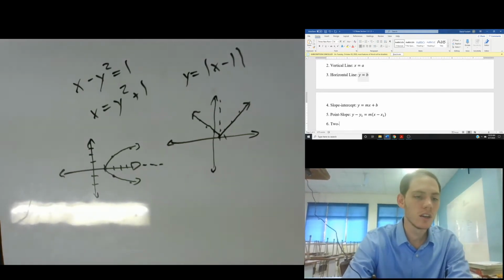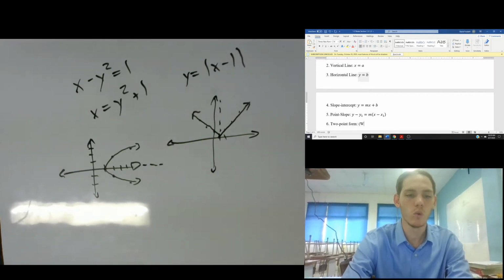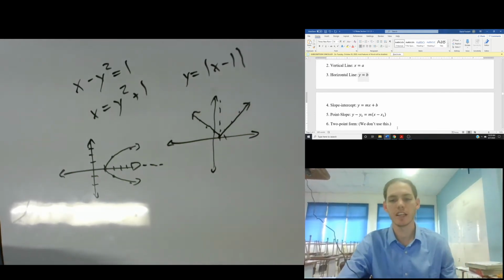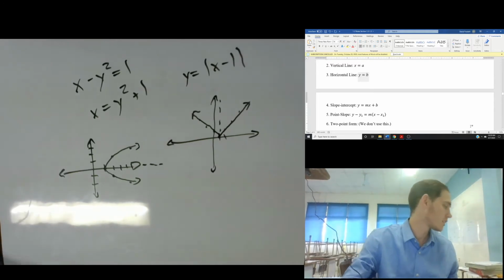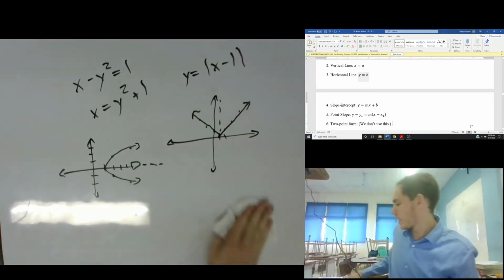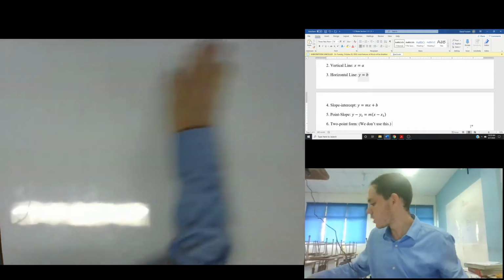Okay, two-point form. Do we use this? No. It is in the book, but we don't use this. You can know it, we don't use it. I don't choose it.